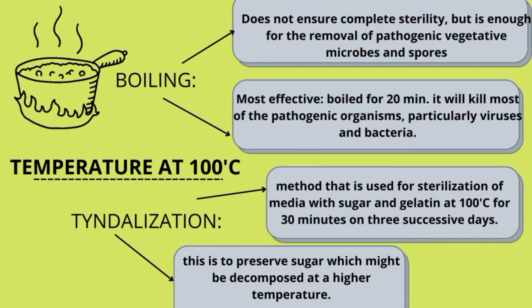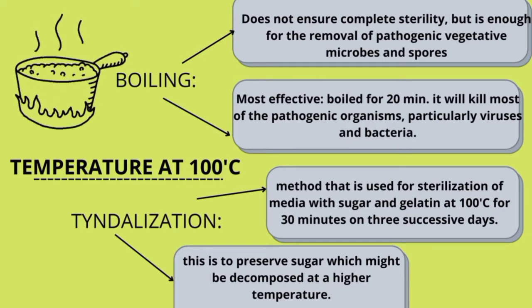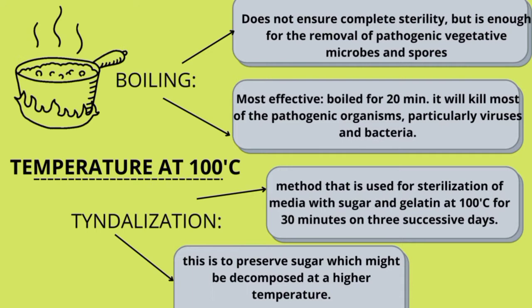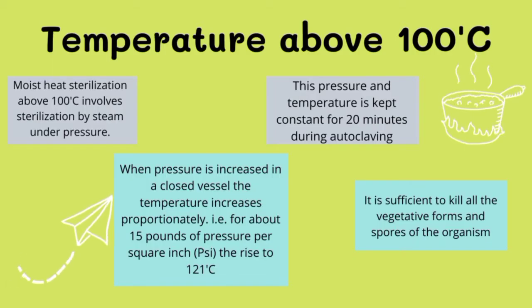For about 15 pounds of pressure per square inch, the temperature rises to 121 degrees Celsius. This pressure and temperature is kept constant for 20 minutes during autoclaving. It is sufficient to kill all the vegetative forms and spores of the organism. For temperature at 100 degrees Celsius, there are two processes, which are boiling and tyndallization.